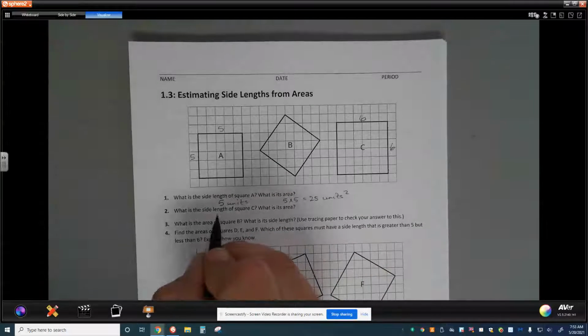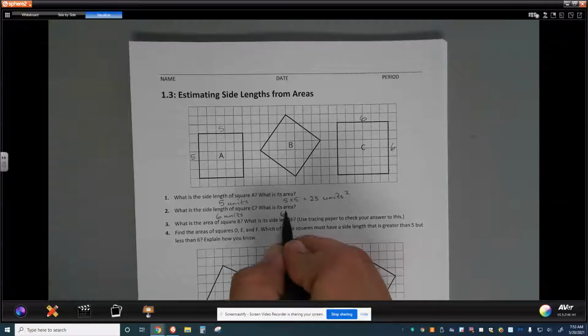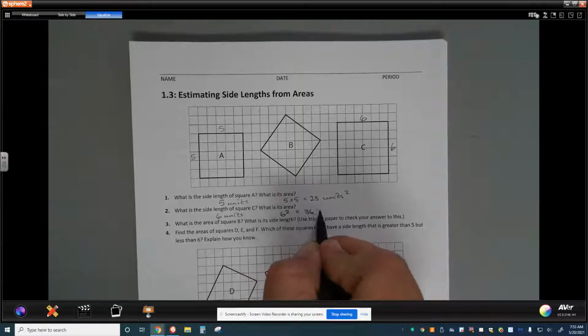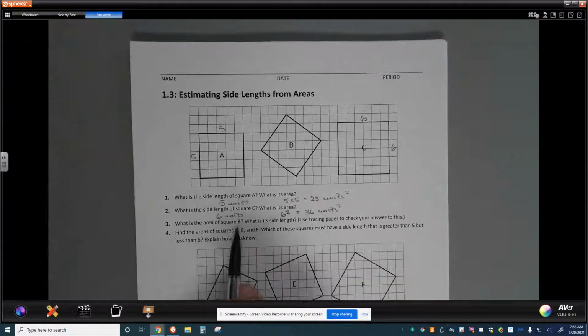For C, we saw 6 units for the lengths. And what's the area? That could be the same thing as 6 squared, which is 36 square units. And it says, what's the area of square B? What is its side length? Use tracing paper to check your answer to this.